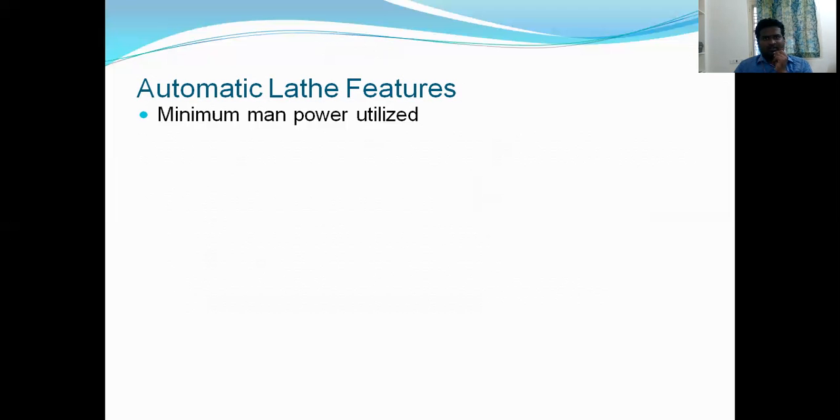Here, in the automatic lathe, the first point is minimum manpower utilized. So manpower we can reduce here, right? Manpower reduced means one man can operate one or two machines, or any number of machines at a time, right? That's why we can reduce the manpower.